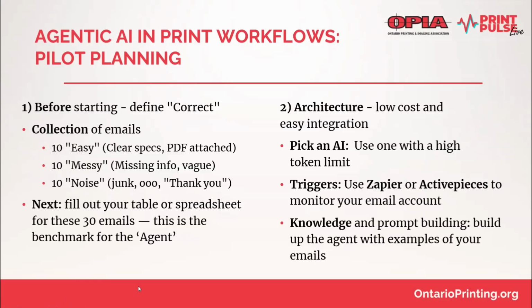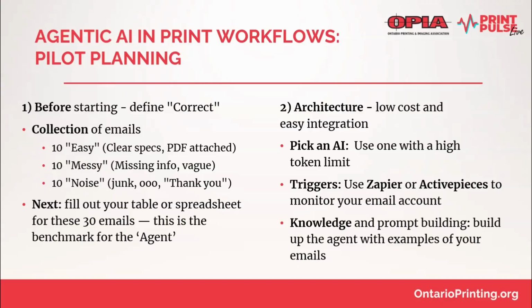Thanks, Lee. Before you start, define what correct is. Don't make any changes without measuring how you're going to determine if it's a success or not. So this is where you'd come up with your collection email triage agent. Collect emails, some good ones, some messy ones, or some noise, the good, the bad, and the ugly. Fill out a table or spreadsheet with about 30 of those, and that's what the agent can refer to and benchmark against. So it's got that table already started, and it can build up from there. So it understands what's right and what's wrong. It isn't creating a table from scratch.